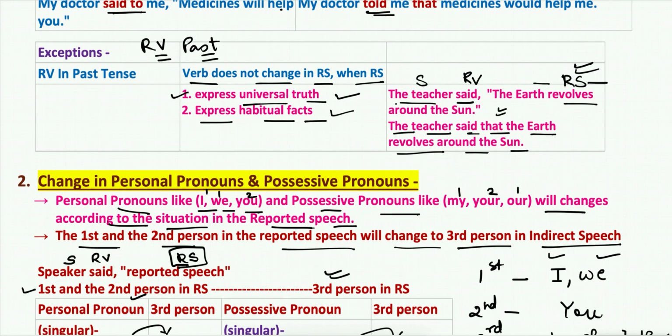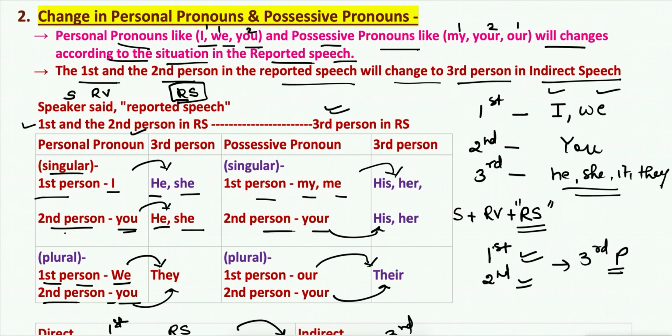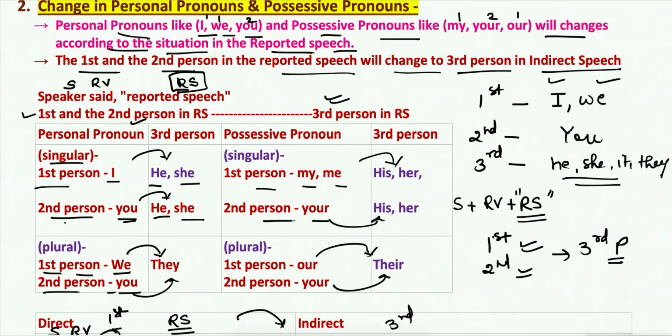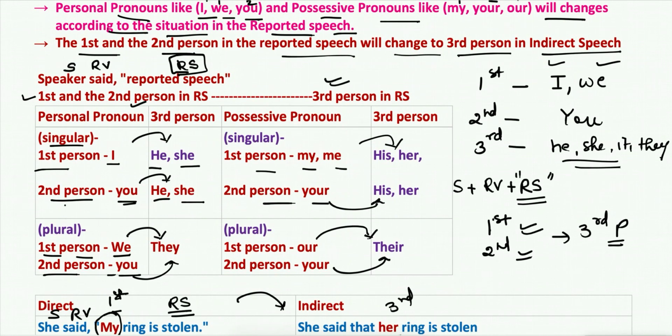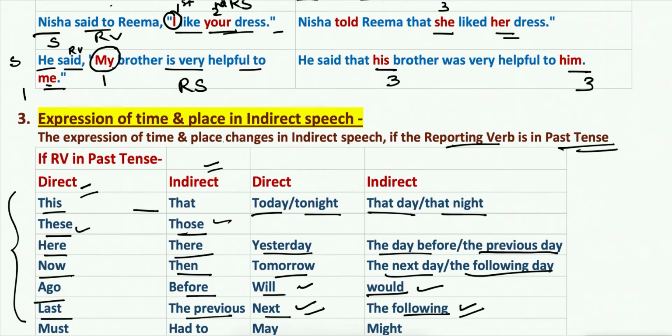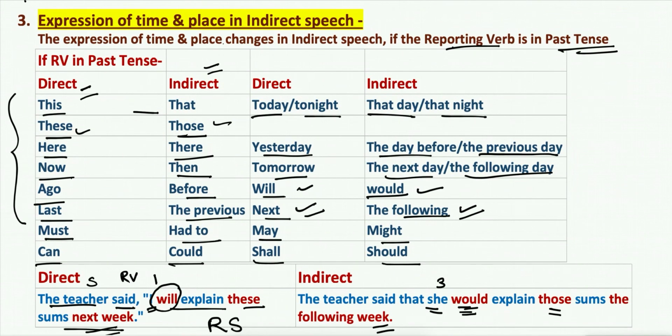Second, we have seen the change of the pronouns. The first and second person, I, we, you, will change to third person, he, she, it, they, and the first and second person possessive pronouns, my, your, our, will change to the third person, his, her, and their. Third, we have seen the change in the expression of time and place. This, these, here, there will change to that, those, there, and so on.